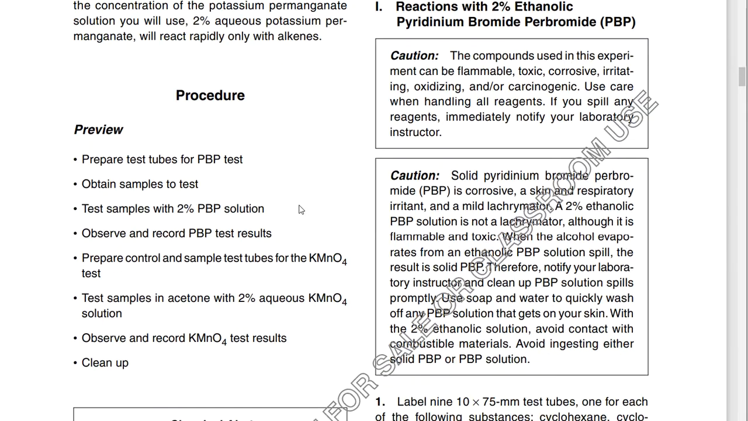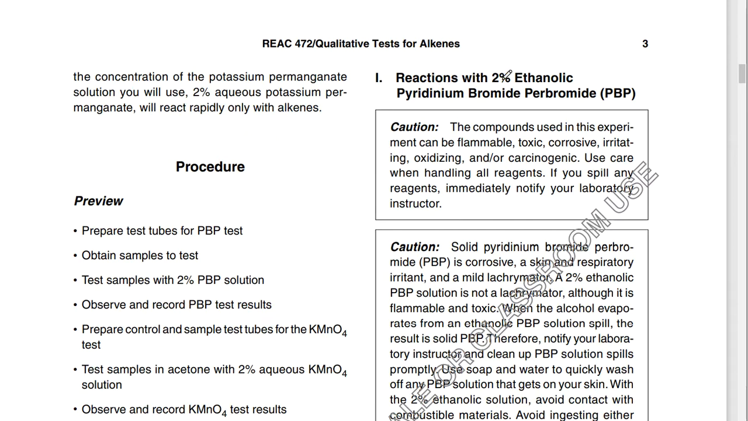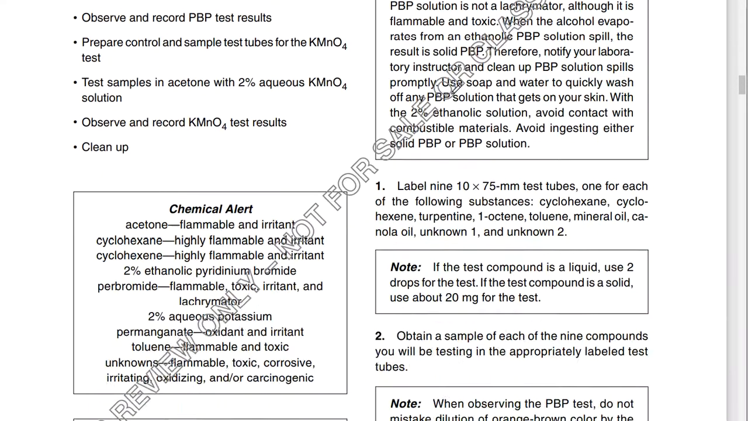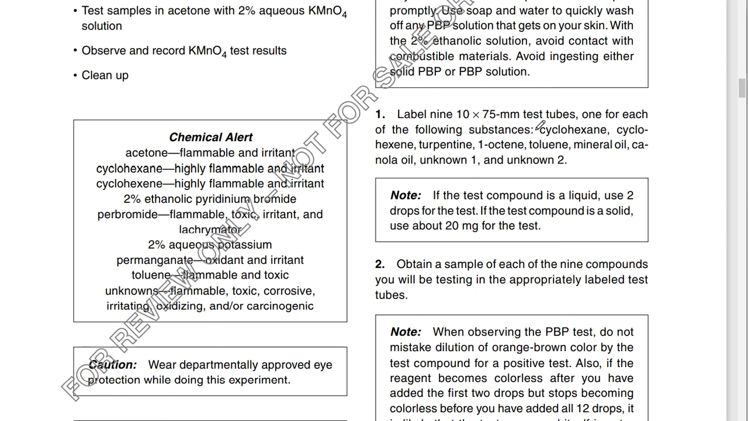All right, so let's look at our procedure. In the procedure, it says number one, we're going to be looking at a 2% ethanolic solution of pyridinium bromide perbromide. I'll talk about this in just a minute. If I read the directions, it says label 9 test tubes, one for each of the following: cyclohexane, cyclohexene, turpentine, 1-octene, toluene, mineral oil, canola oil, unknown 1, and unknown 2. So it looks like I'm going to have a large assortment of compounds, and I need a handful of test tubes to put them all in.